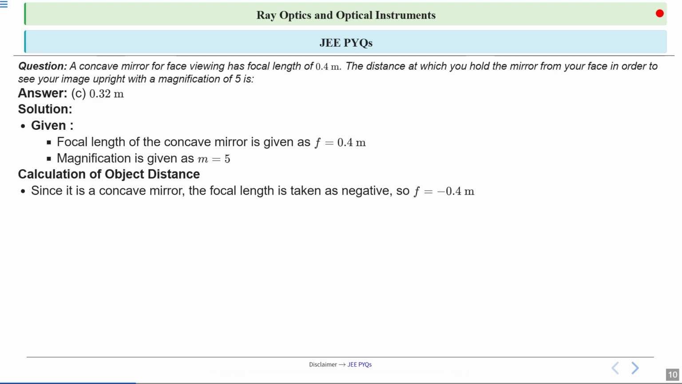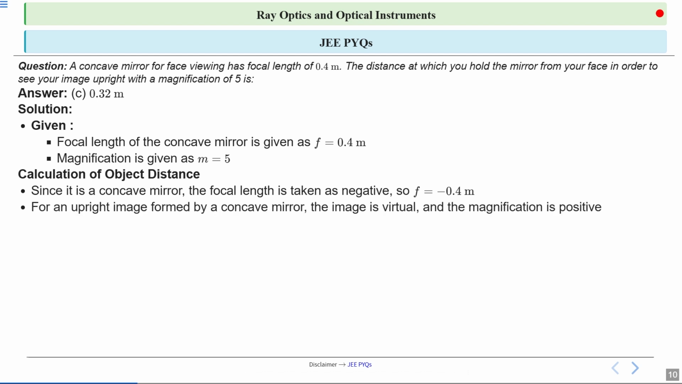Okay, since it is a concave mirror, the focal length will be taken as negative, because for a concave mirror, the focus lies on the left side of the mirror. Okay, and according to sign convention, we measure all the distances from the pole of the mirror. That's why focal length will be taken as negative, that is minus 0.4 meter.